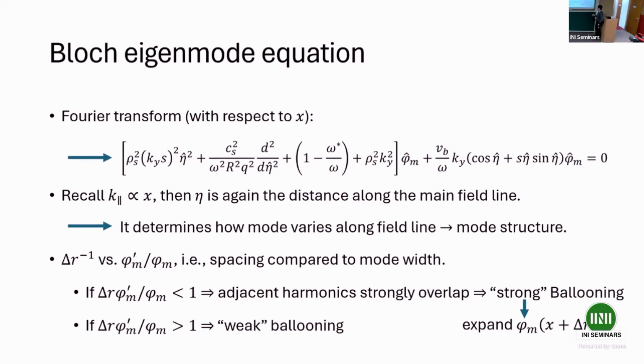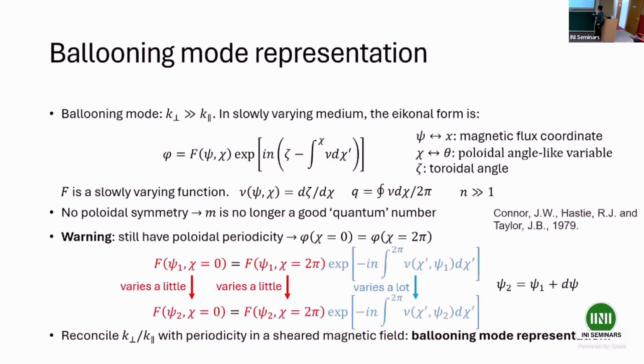If we compare the radial extent of the toroidal harmonics to the spacing between them, we can define the strong ballooning and weak ballooning regime. So this above is the Bloch eigenmode equation formalism. Here comes another approach, which is called the ballooning mode representation. So for ballooning mode, it varies very slowly in the parallel direction compared to the perpendicular direction. So k perp is much larger than k parallel.